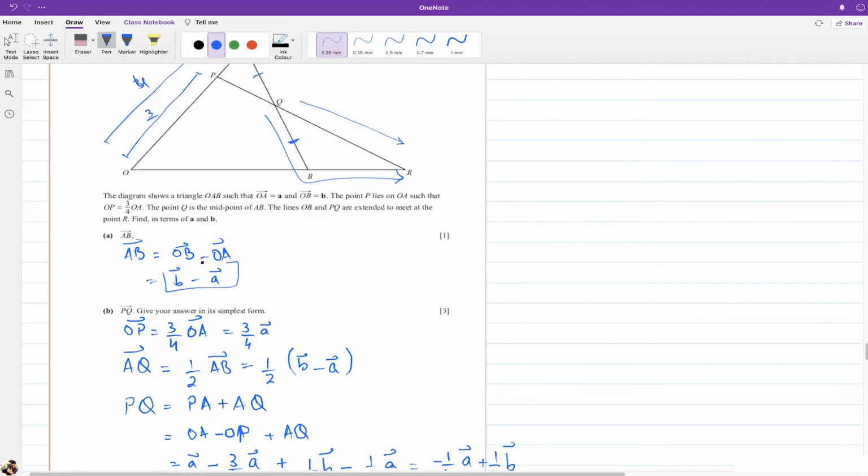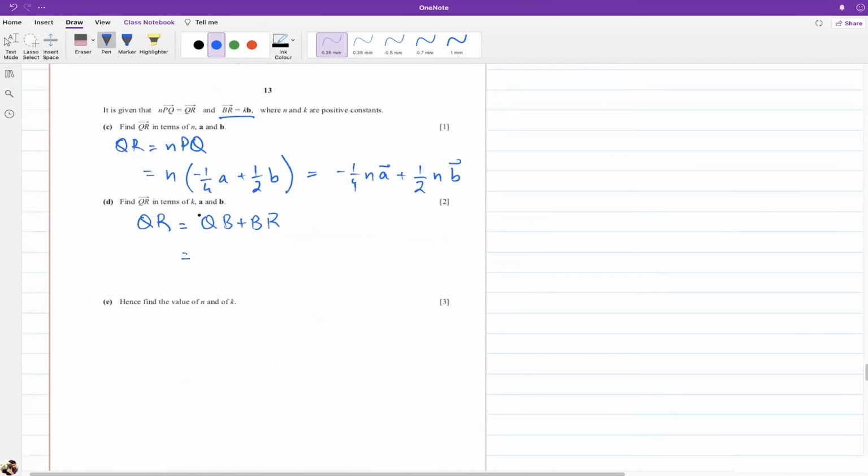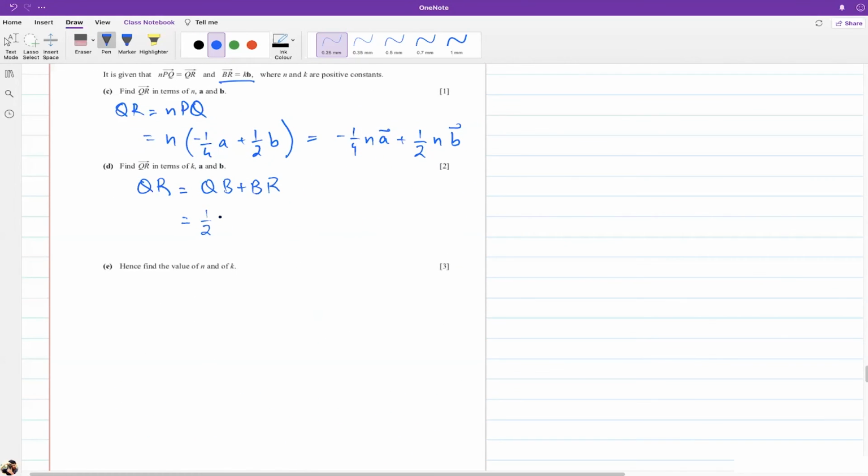AB हमारे पास ये है. So 1/2 AB plus BR. 1/2 AB is 1/2 (B minus A). BR is KB. इसको सिंप्लीफाई कर लेंगे. It will become (half plus K) B minus half A, and that's our answer.